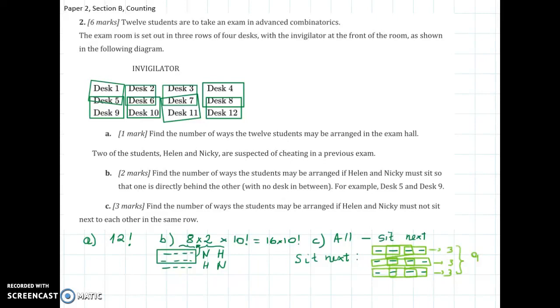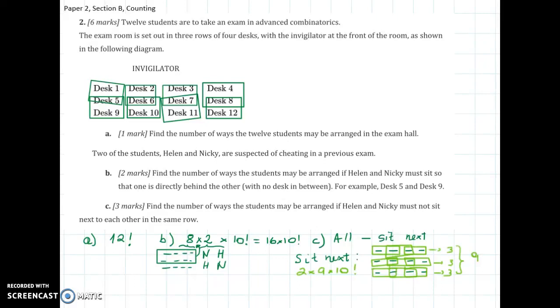Now, once we pick the 2 desks, we can sit Helen on the left and Nikki on the right, or the other way. So we have 2 ways, so 2 times 9. And after we do that, we will have sat Helen and Nikki, but we still have 10 more students, so that's why we need to multiply by 10 factorial, to find all the possible ways of seating those 10 other students.